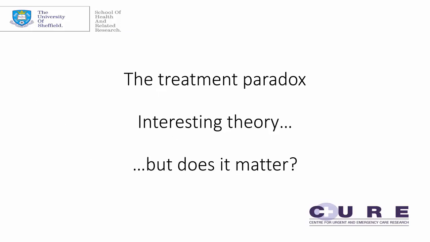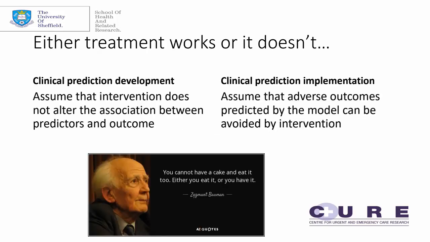So, treatment paradox, okay, it's an interesting theory, but does it actually matter in practice? Well, I would suggest it has to, because either treatment works or it doesn't. But when you're developing your clinical prediction model, you may be assuming that intervention doesn't alter the association between predictors and outcome. But then when you're using it, you're assuming that treatment does affect. I mean, either treatment works or it doesn't.